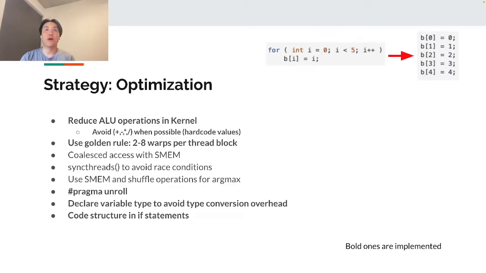So here the bold bullet points are the ones that I ended up implementing. Unfortunately, I wasn't able to optimize it with shared memory. Here's also an example of pragma unroll, where a for loop such as this, after compiler optimization, ends up being this.